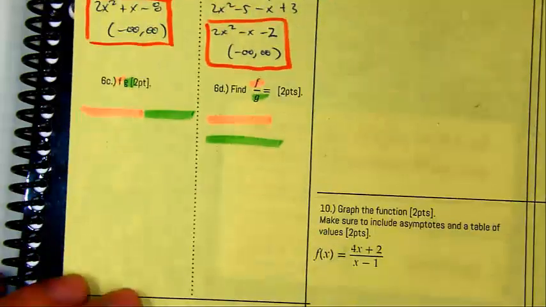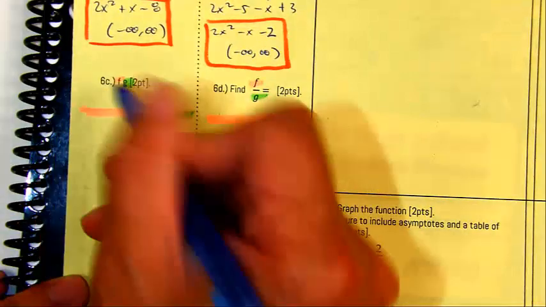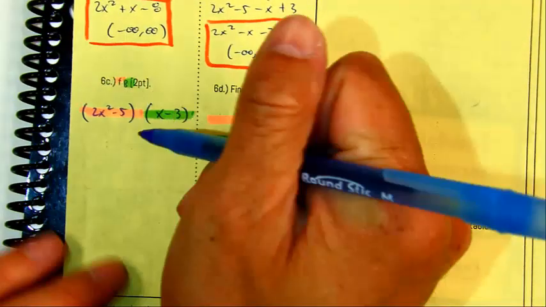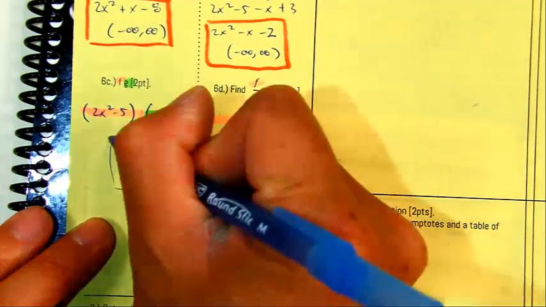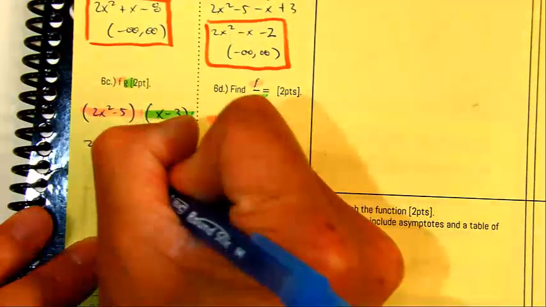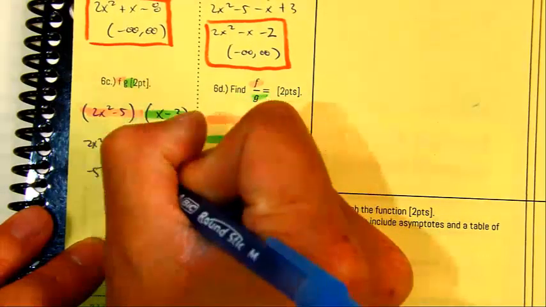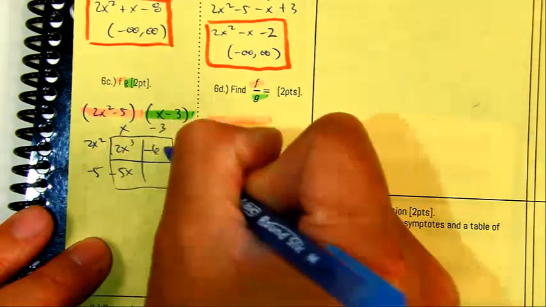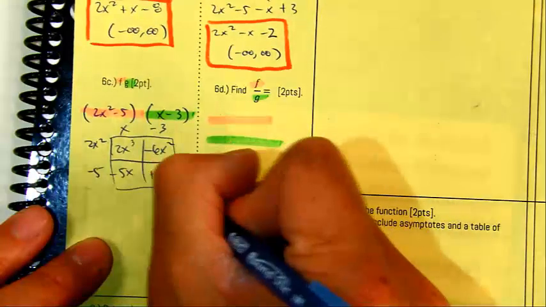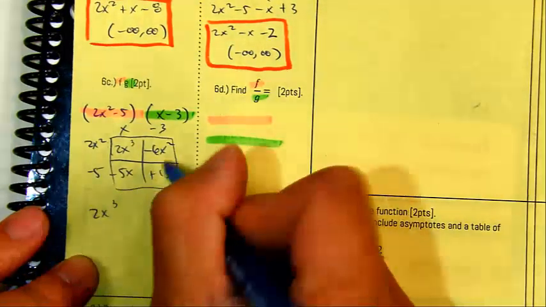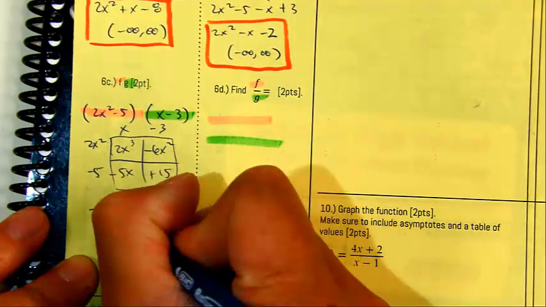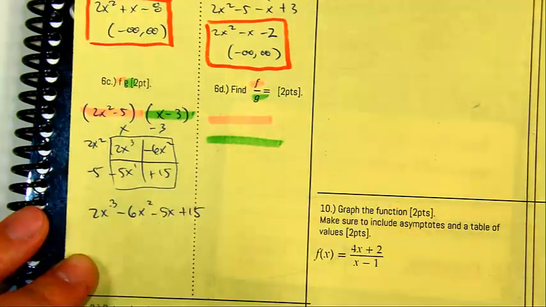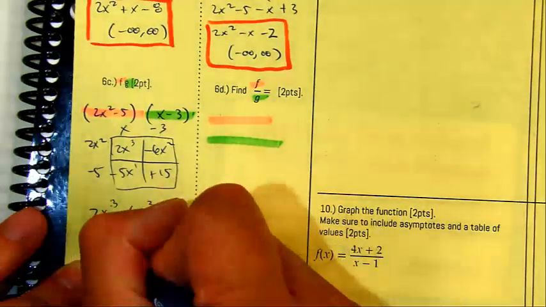Question 6c. There's no math operation there, so it's multiplying. 2x squared minus 5, x minus 3. So I'm going to do the box. I multiply those and get 2x cubed, negative 5x, negative 6x squared, positive 15. Writing this in descending order by the exponents, there's a 3, there's a 2, there's a 1: 2x cubed minus 6x squared minus 5x plus 15. And then our domain would be negative infinity to positive infinity.